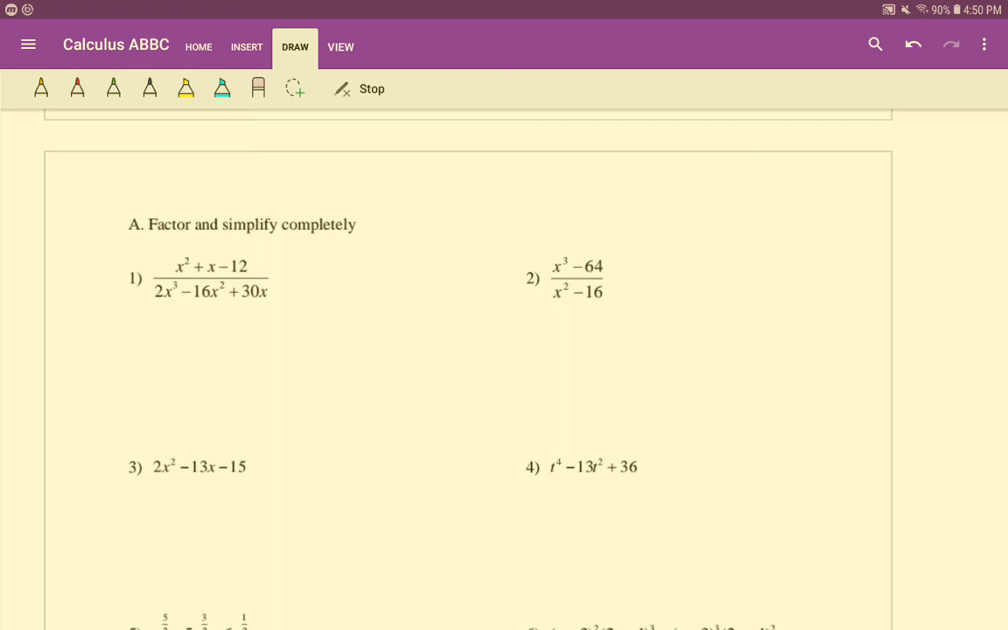Today, specifically in this video, we'll be looking at letter A, where we're going to simply factor and simplify these given problems. Again, this is the more thorough video where I'm going to go through all these problems. We will have gone through some of these problems in class, but not all of them. So here's the full explanation for everything.